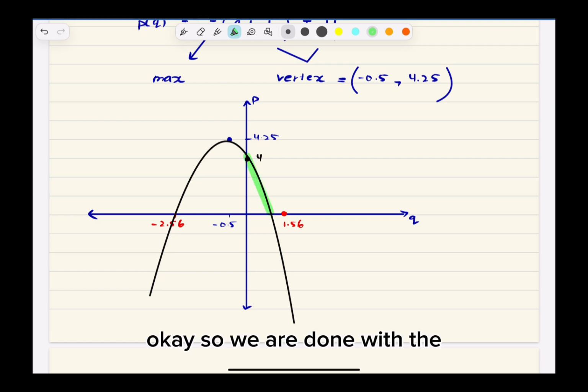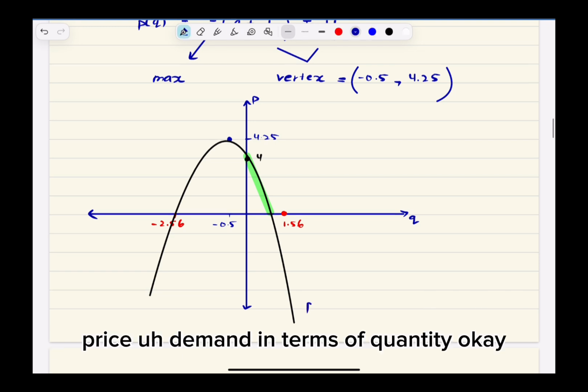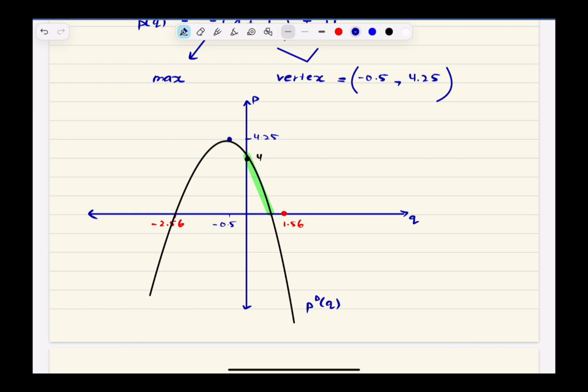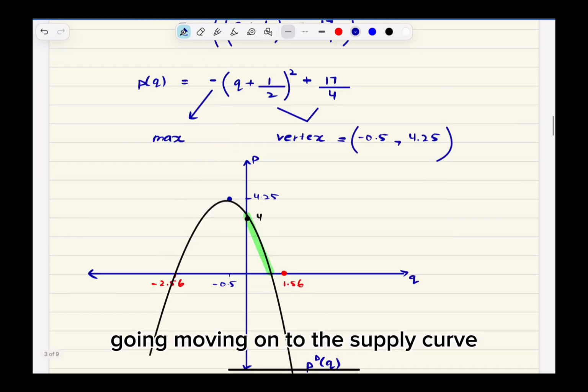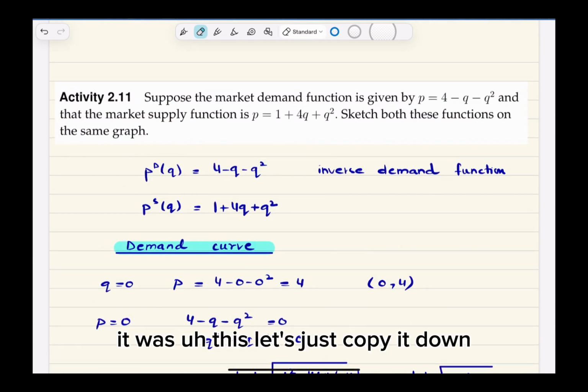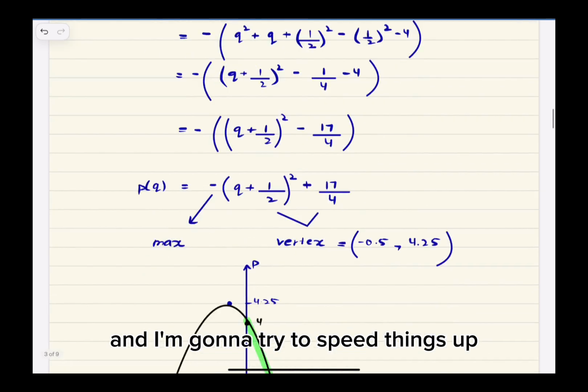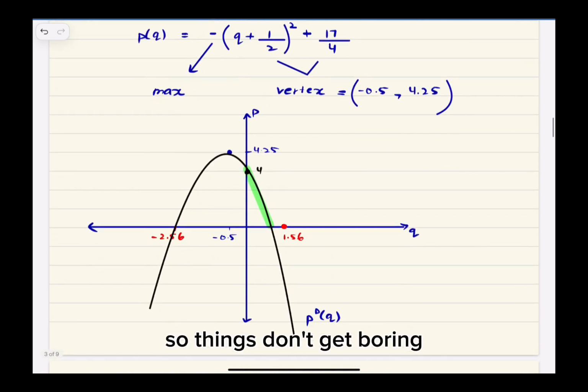Okay, so we're done with the price demand in terms of quantity. Moving on to the supply curve. What was the supply curve? It was this. Let's just copy it down, and I'm going to try to speed things up so things don't get boring.